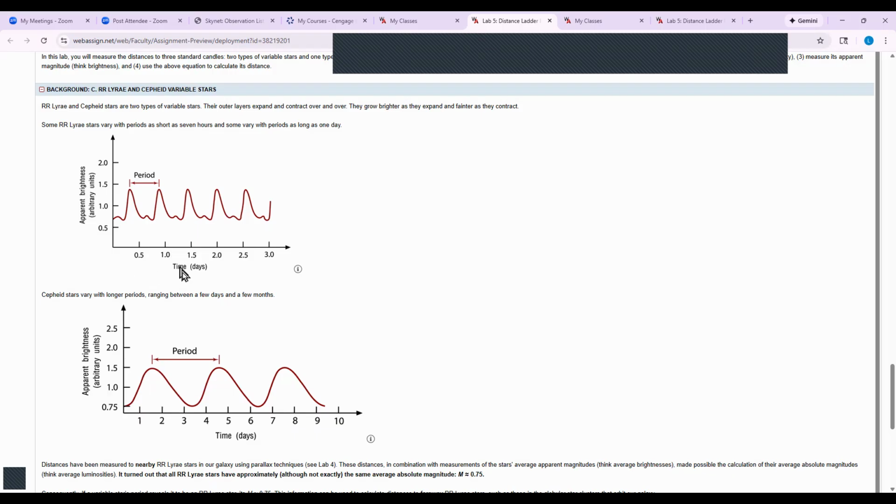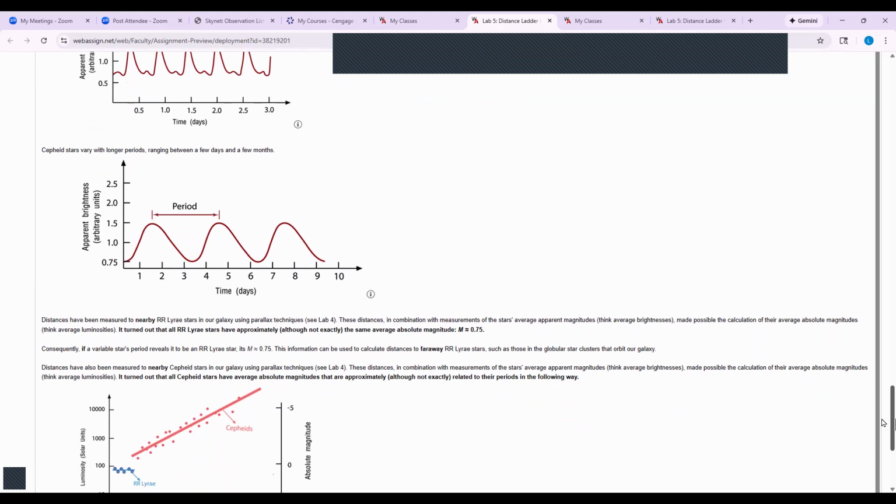One of the key differences between RR and Cepheid is that in the RR, most of the time the period is very small, smaller than 1 day. As you see here, from peak to peak it is probably about 0.6 of a day, 60% of a day. But in the Cepheid, the period here, for example, is about 1.5, and this is 4.5, about 3 days. The duration is going to be longer.